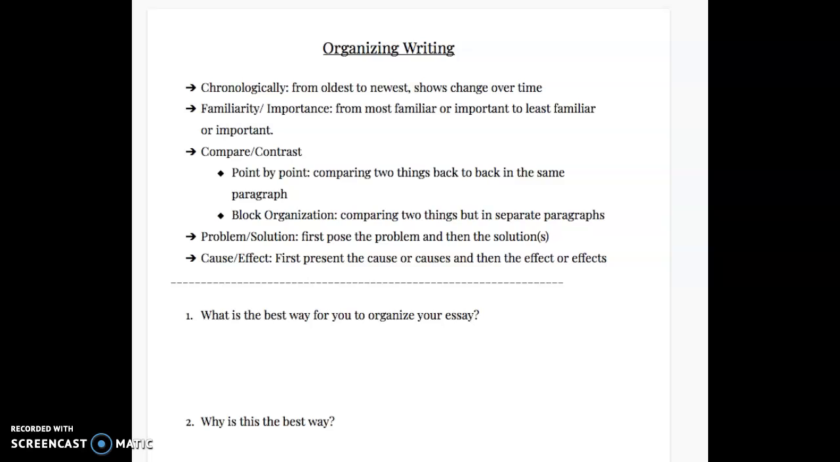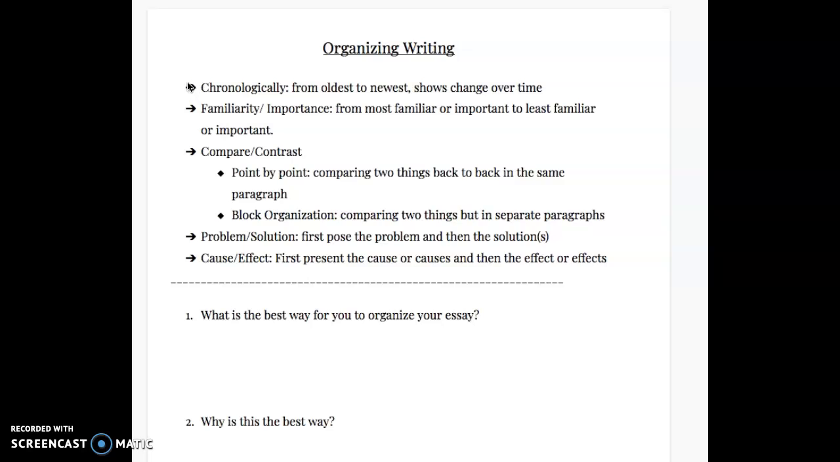There are a couple of different ways to organize your writing when you're writing an essay. You have to pick which is best for the essay based on what kind of essay you're writing or based on your topic. So the first way that you can organize it is chronologically. You can write an essay from the oldest information to the newest information to show change over time.